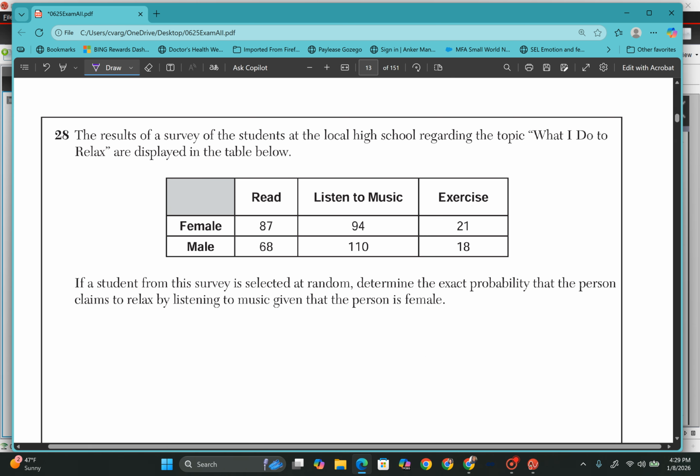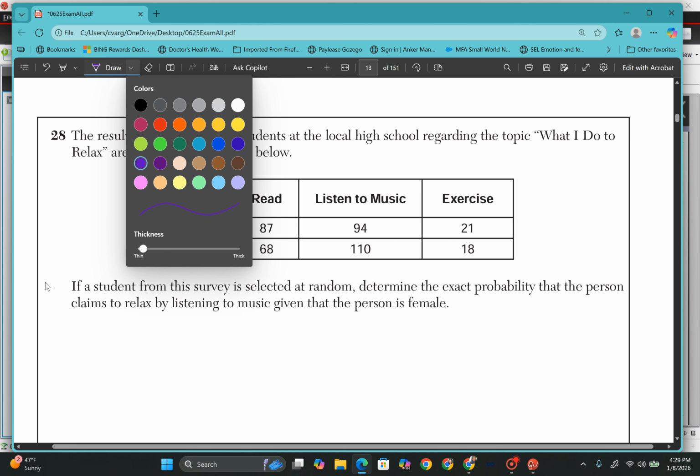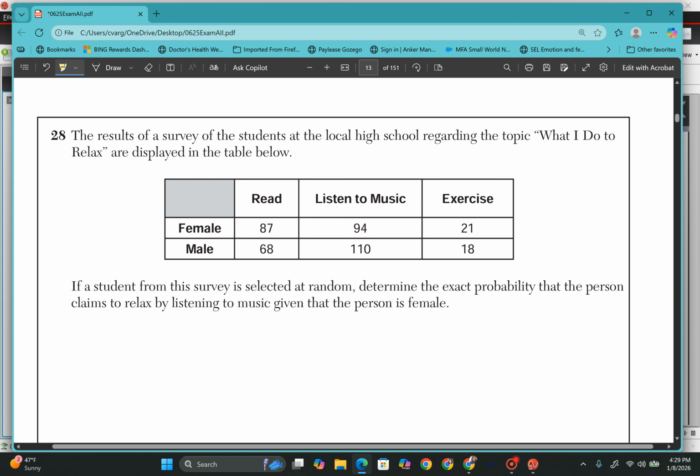This question, I know we haven't done it, but it's pretty straightforward. So I'm going to just show it to you right now. Let's see. Here, let's do this. So it says, the keyword here is given, right? So when we see that word given, what we're going to do is look at the two categories that we have. Determine the exact probability that the person claims to relax by listening to music.